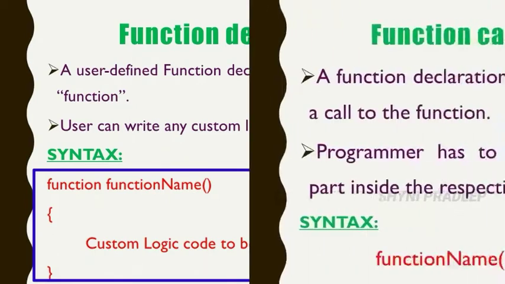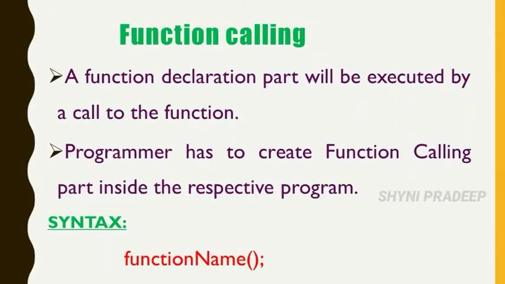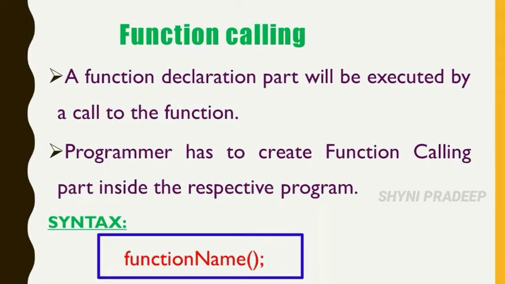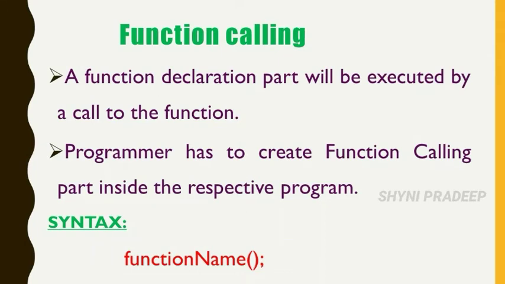So now let us see how to call the function. You have to call the function using the function name. In the function declaration part, you have to declare the function, but in the function calling part, you have to call that function, which means you have to execute the function. This is the syntax of calling a function: function name, parenthesis and semicolon. So this is the way of writing function declaration and function calling.